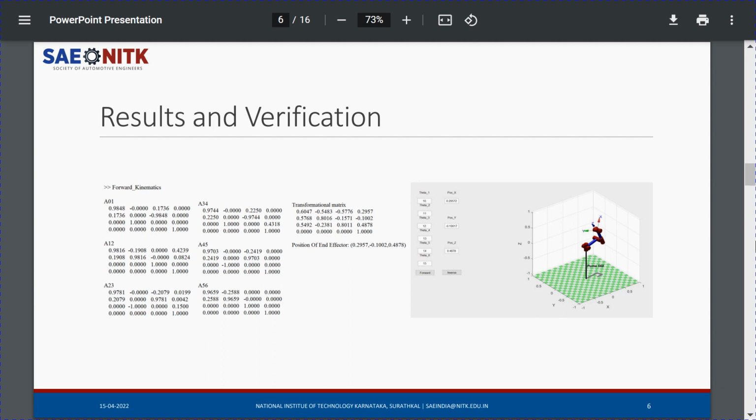The manual code for the forward kinematics was written using MATLAB, and the same results were verified using the existing inbuilt robotics toolbox function fkine. In this figure, we can see that the position of the end effector is the same in both cases.